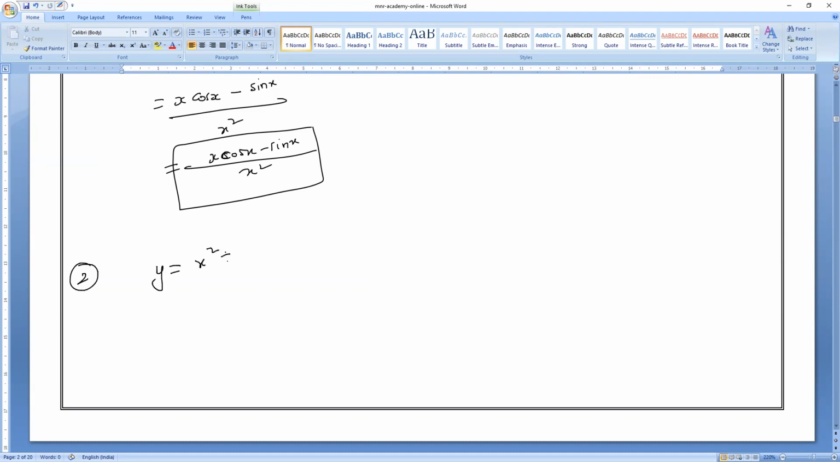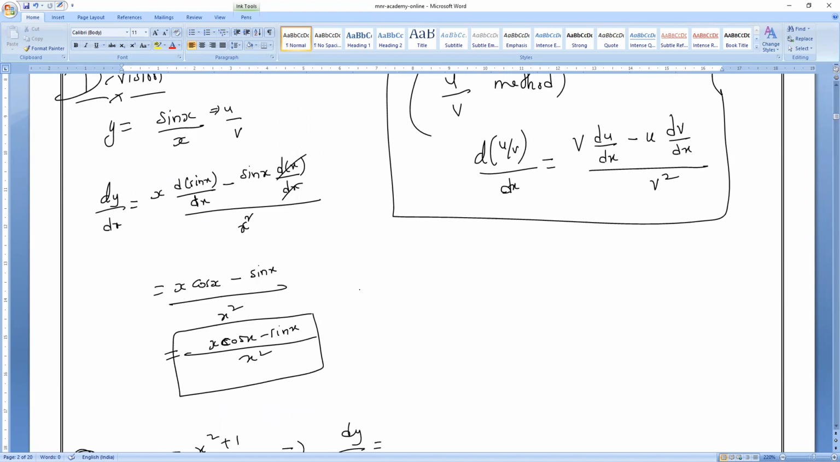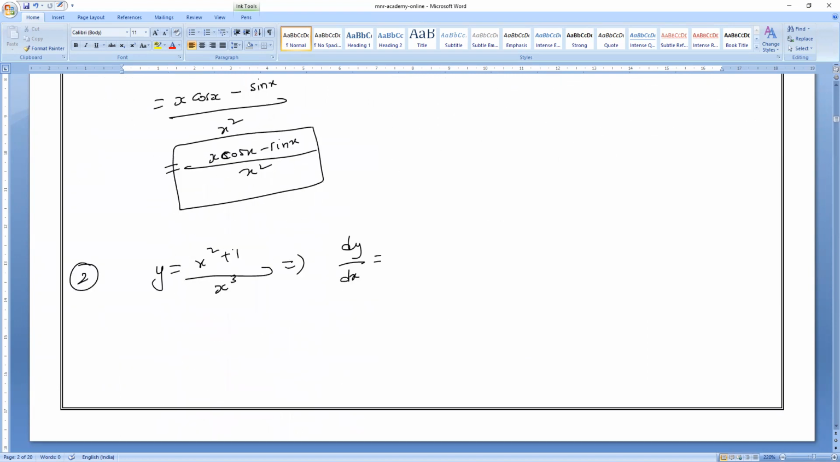y is equal to x square plus 1 divided by x power 3. Tell me fast, I want dy by dx. First, what is the formula? You should have learned the formula by this time. The top is U and this one is V. V is x cube. So x cube into d of x square plus 1 divided by dx.